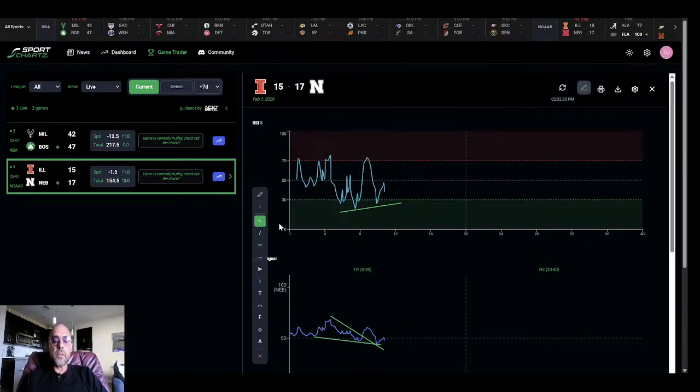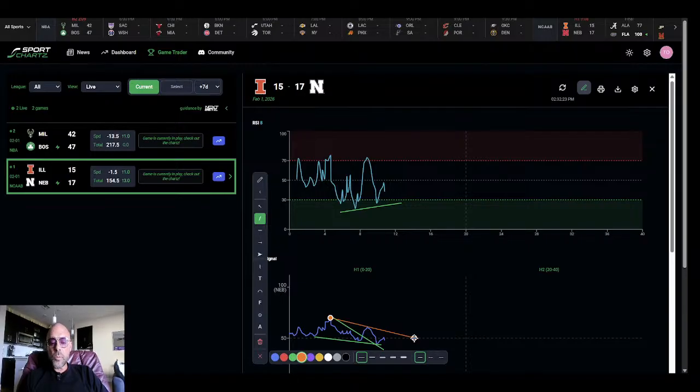Illinois is hanging in there. Real tough. I think Nebraska had their first loss or something last week. So here's your little secondary line we want to be kind of watching for.